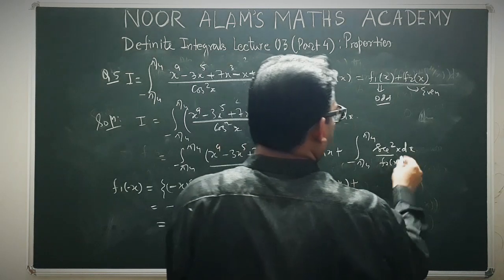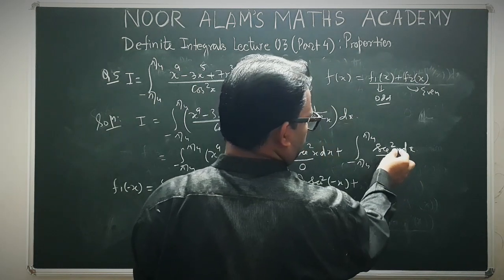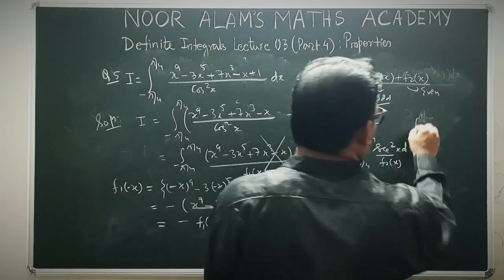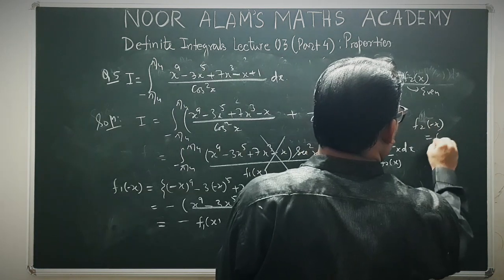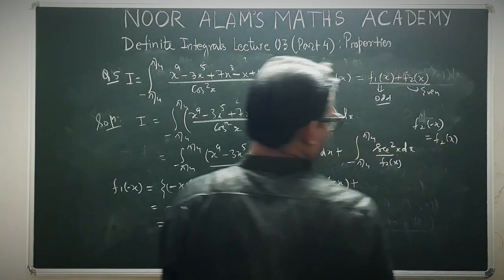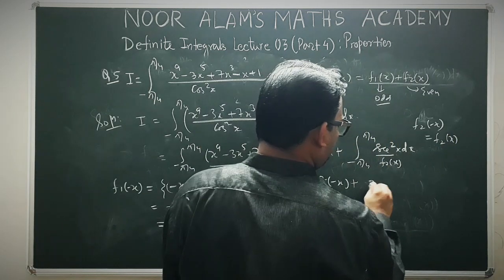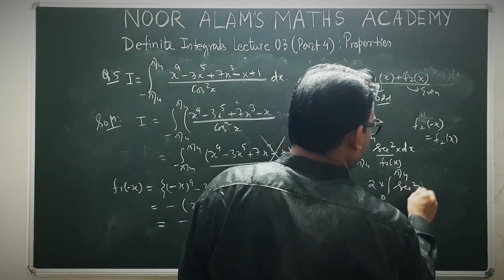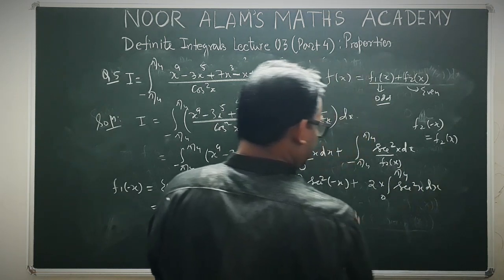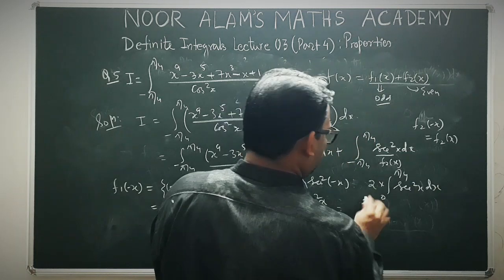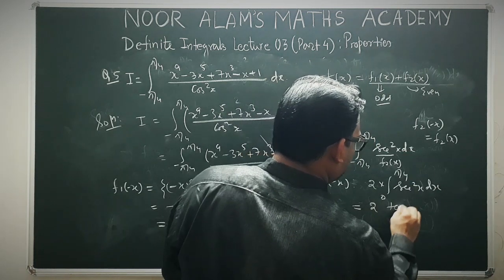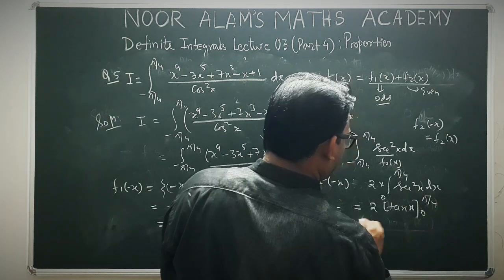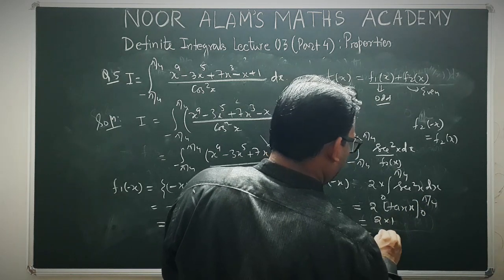Okay, now f2 is what type of function? When you replace x by minus x, you get the same sec square x again. So therefore f2 of minus x is f2 of x. It indicates that it is an even function. So for the even function rule, we multiply by 2, integrate from 0 to pi by 4, sec square x dx. Now what is the integration of sec square x? We know that it is tan x. So we have tan x from 0 to pi by 4. Now what is the value of tan pi by 4? You know that it is 1. So you have 2 only.